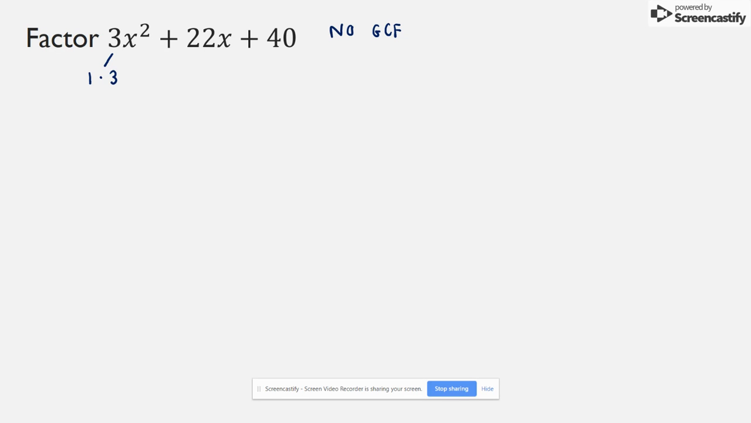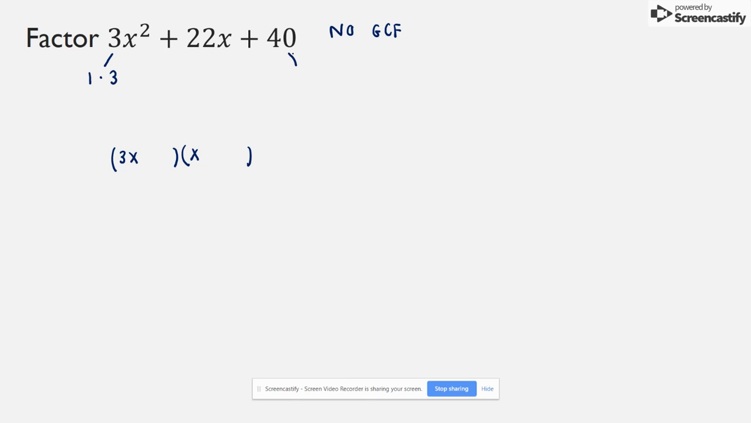So those are going to be the numbers that when we start creating our binomials have to go in the front with our x. So I'm going to make one of my terms have a 3x, the other has a 1x. Now you can put a 1 in front of that x. I usually don't, but it means the same thing.